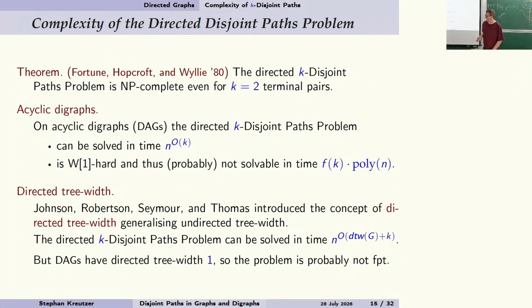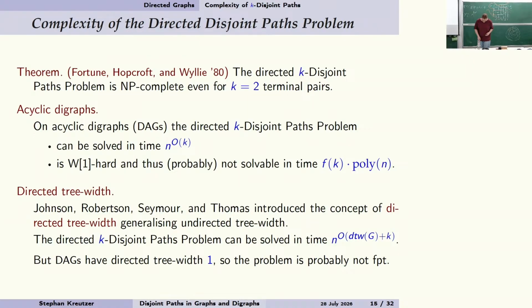Another case is the notion of directed treewidth that was introduced by Johnson, Robertson, Seymour, Thomas, that I already mentioned. And this in a way generalizes acyclicity, in that acyclic digraphs, because they don't have any non-trivial strong components, also have very small directed treewidth. And what they showed is that the problem can be solved in time XP. It's n to the some function in directed treewidth and the number of terminal pairs, but it can't be improved to an FPT algorithm.